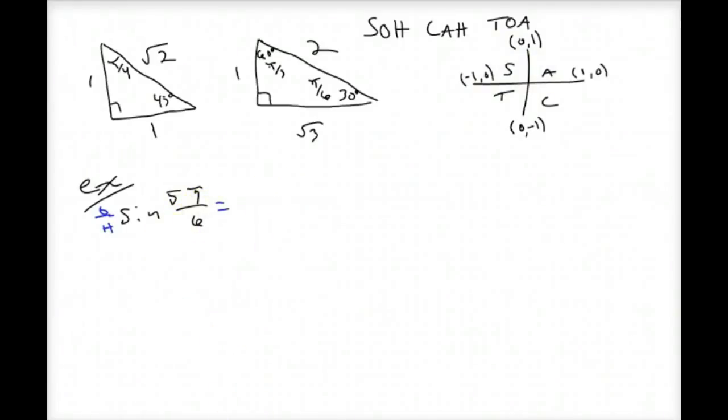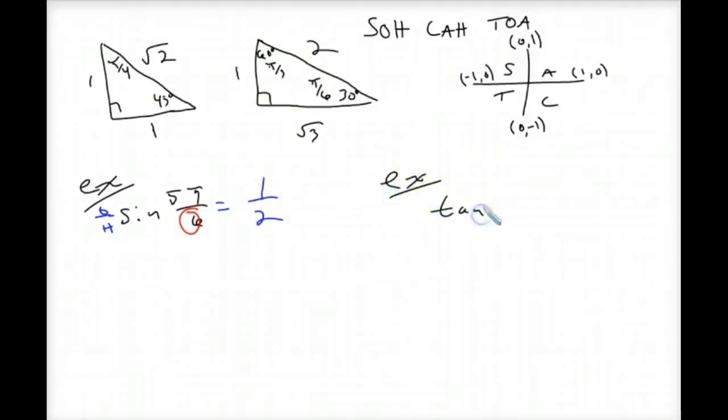Now, since there's a 6 on bottom, I have a pi over 6, I'm going to use the pi over 6 as my reference angle, the angle that I'm going to look at. Sine is opposite over hypotenuse, so opposite side is 1, hypotenuse is 2, so I have 1/2. That would be it. Doesn't need to simplify any further, so that's good to go.